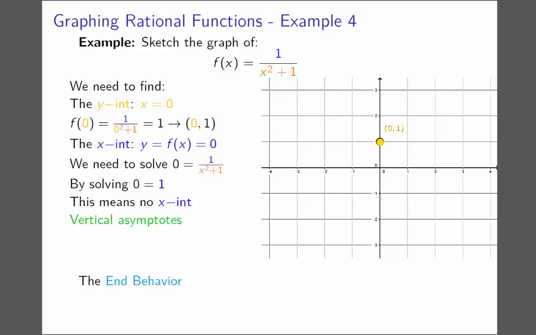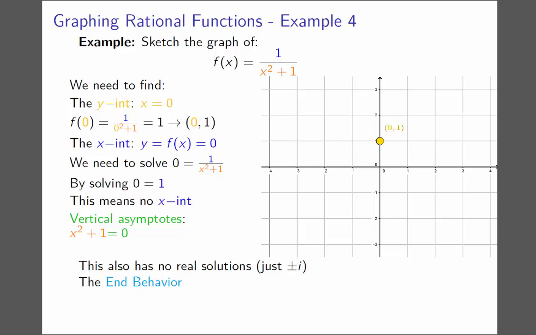Now for the vertical asymptotes, we want to find when x squared plus 1 equals 0. Our denominator is 0. But this also has no real solutions. The solutions are plus or minus i. So this means that we don't have any vertical asymptotes either.